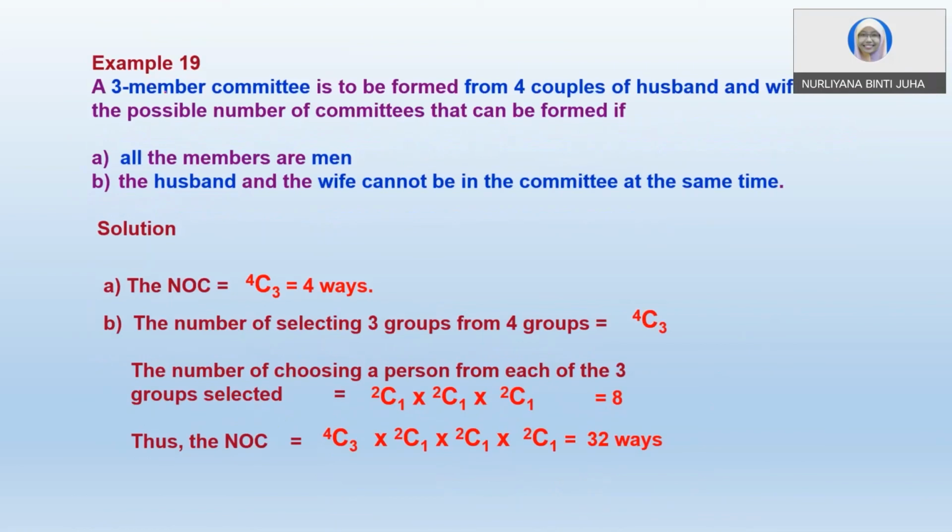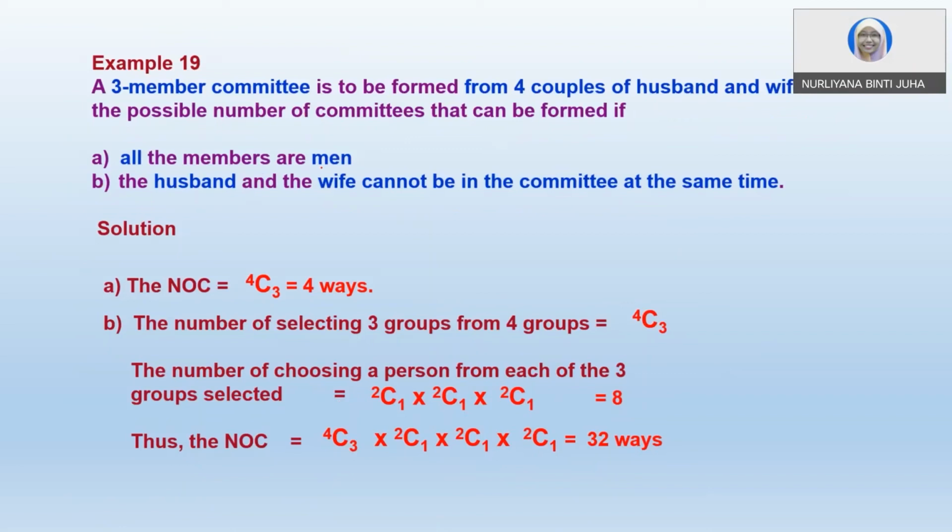Example 19, a 3-member committee is to be formed. A 3-member committee, ada 3 orang je dalam dia, from 4 couples of husband and wife. 4 couples, husband and wife, meaning ada 4 males, 4 females, kan? Find the possible number of committees that can be formed if all the members are men.